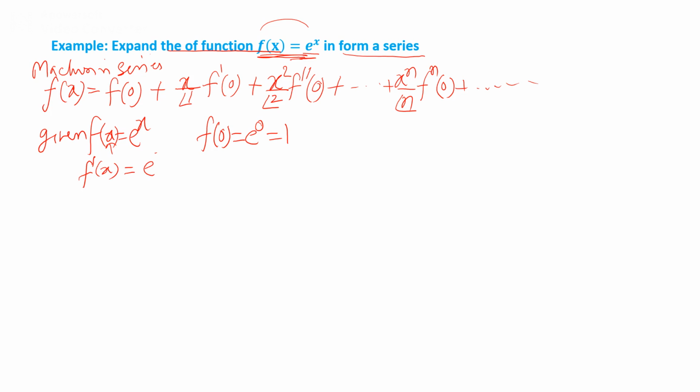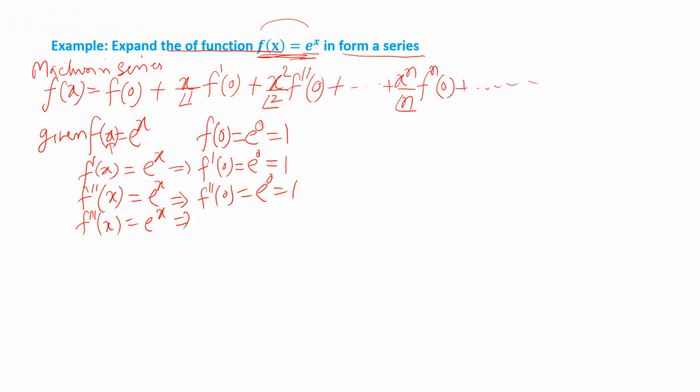Again we get e raised to power x, and at f'(0) we get e raised to power 0, which is 1. Again take the second derivative with respect to x of function f(x). So again we get e raised to power x, and at 0 we get e raised to power 0, which is 1. And you see here, if we take the third derivative, again we get e raised to power x, and at 0 we get again 1. And in the similar way we can find the further order derivatives.